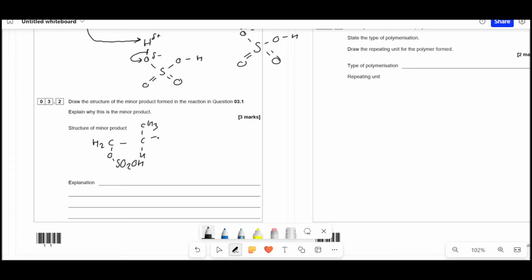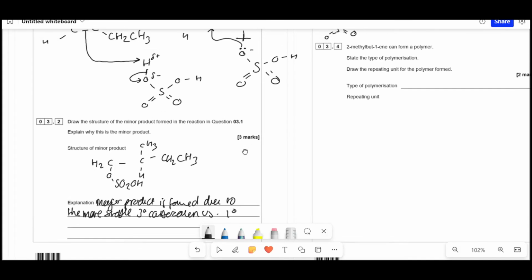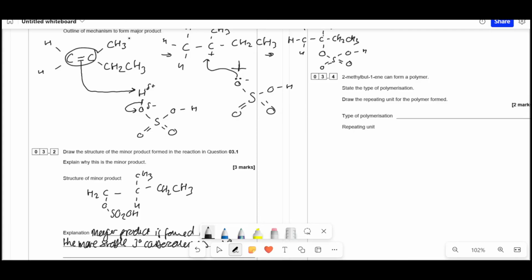CH3, H, CH2, CH3. And then it says explain why. Well, the major product is formed due to the more stable tertiary carbocation versus primary. Because if you look, it's tertiary because it's carbon here, and then another one there, and another one there. So that's 3 of them versus just 1.